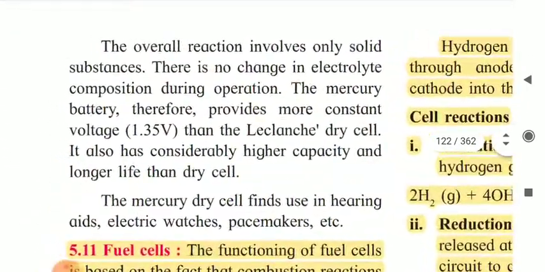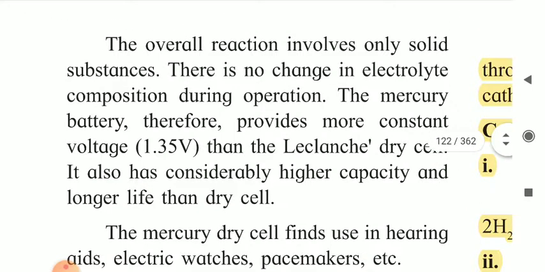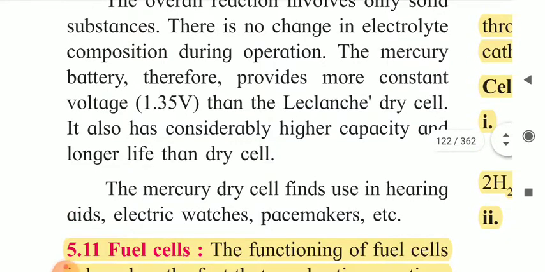So this is the overall cell reaction of this cell. The overall reaction involves only solid substances. There is no change in electrolyte composition during operation, meaning the electrolyte will remain as it is. Students, the mercury battery therefore provides a more constant voltage, that is 1.35 volt is the output voltage of this cell, than the Leclanché cell, or we can say the dry cell. It also has considerably higher capacity and longer life than that of the dry cell.